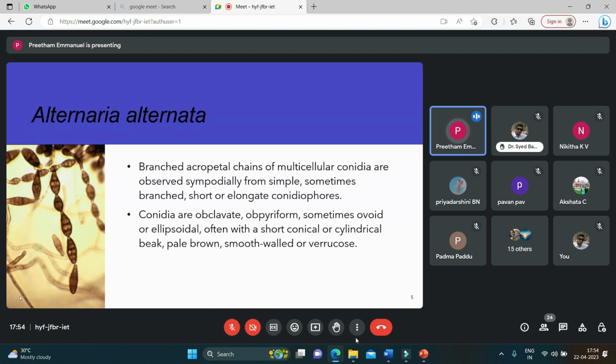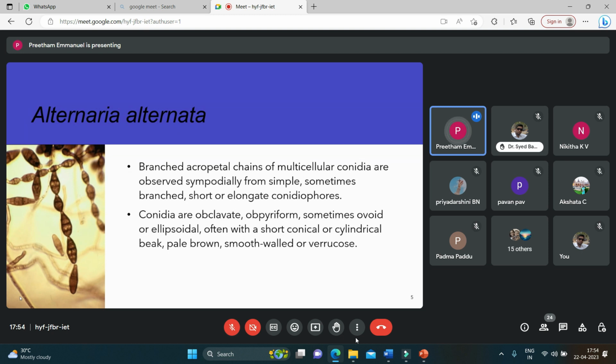Coming to conidia in a few microorganisms, first we are going to see Alternaria alternata. It has branched acropetal chains of multicellular conidia which arise sympodially, which means arising from the existing branch, from simple, sometimes branched, short or elongate conidiophores.